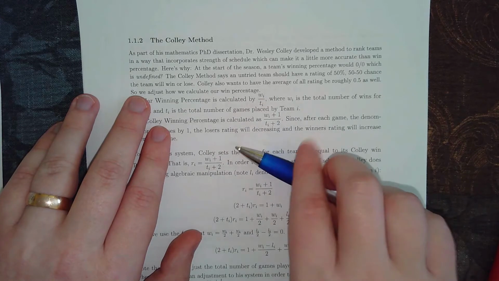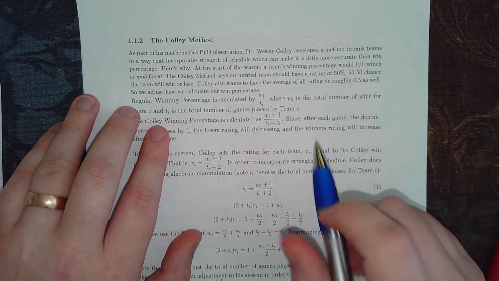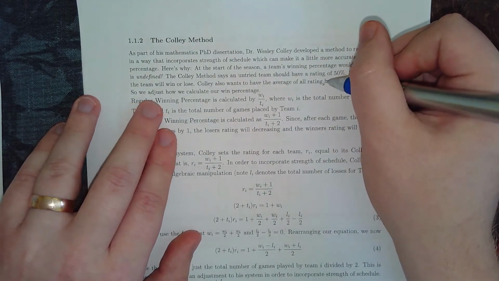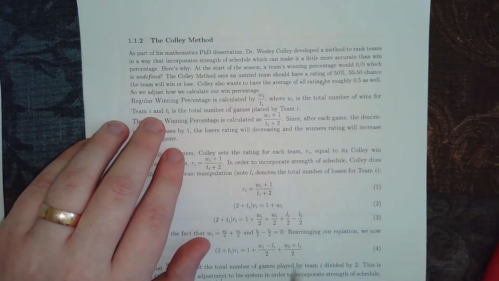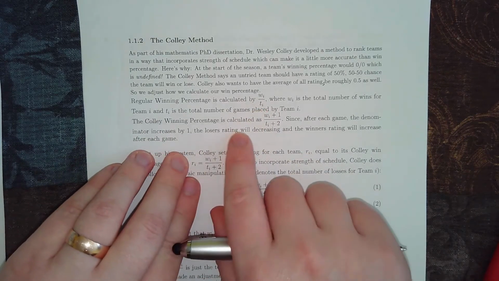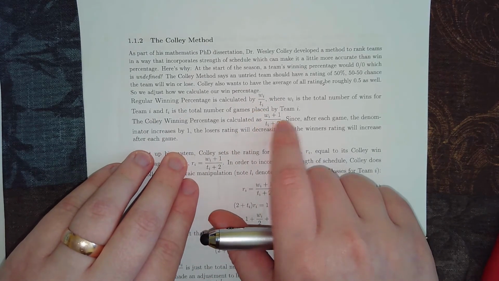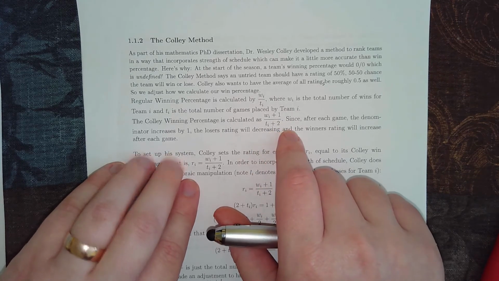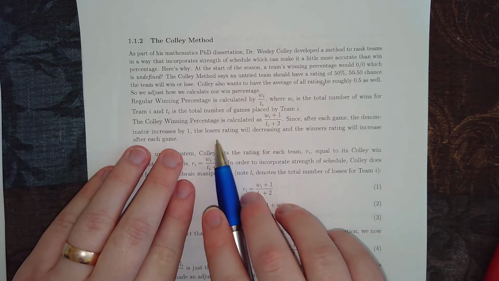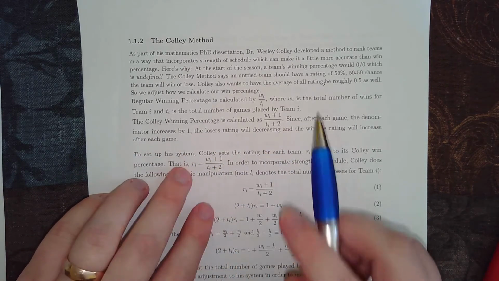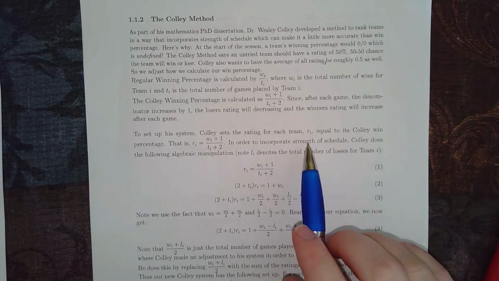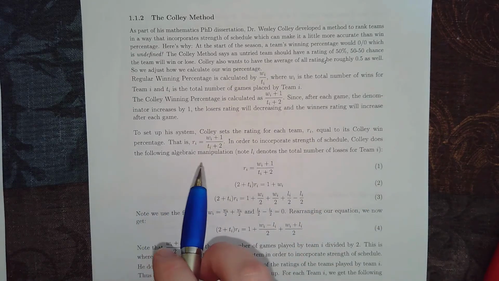Coley also wants to make sure that the average of all ratings be roughly 0.5. So we want to go ahead and adjust how we calculate our win percentage. So normally win percentage is going to be the number of wins divided by the total number of games played. The Coley win percentage is instead going to be the number of wins plus 1 divided by the total number of games plus 2. So then after each game, the denominator is going to increase by 1, the loser rating goes down, and the winner rating goes up. So to set up this system, Coley is going to set the rating for each of the teams, R sub i, equal to their Coley win percentage.